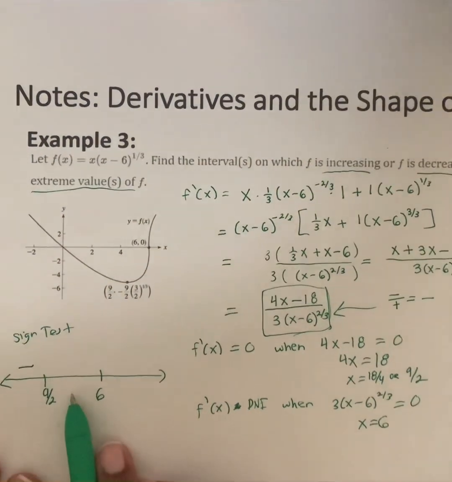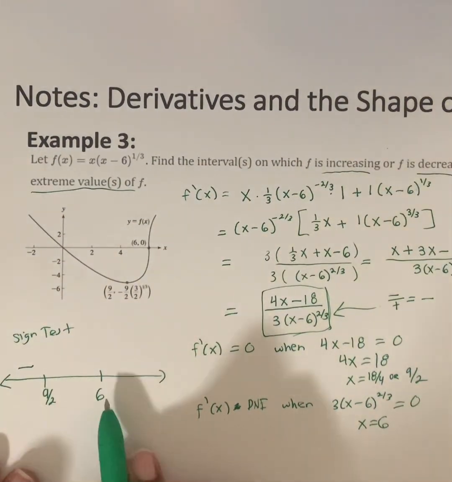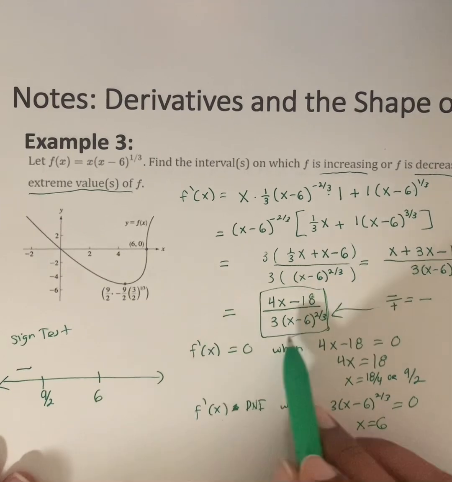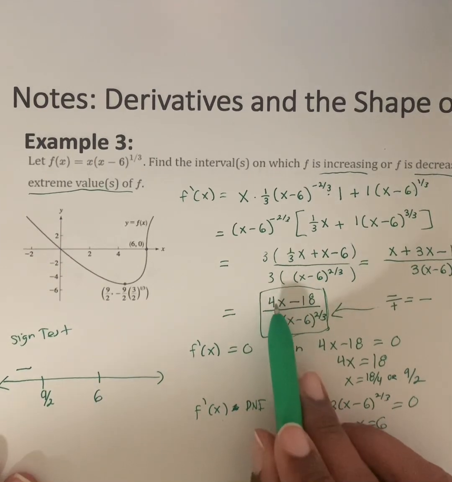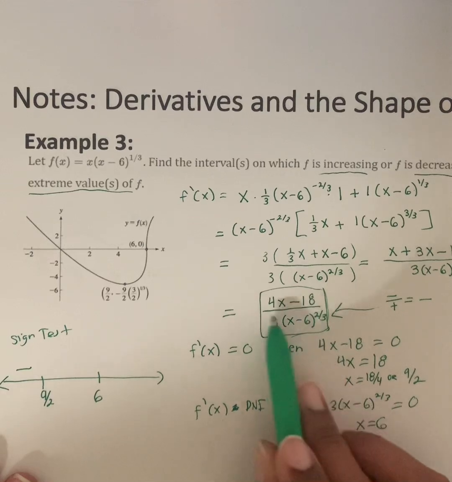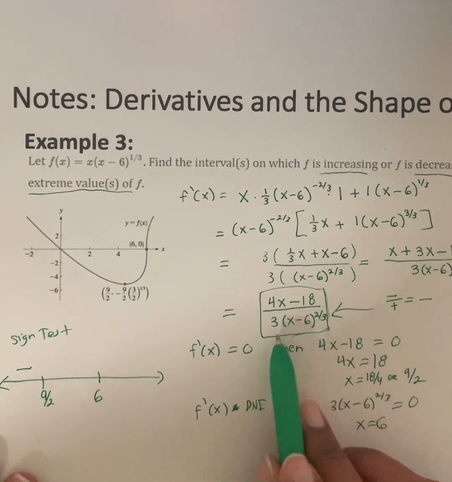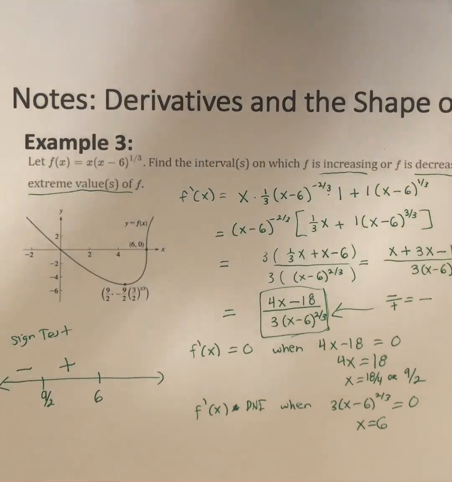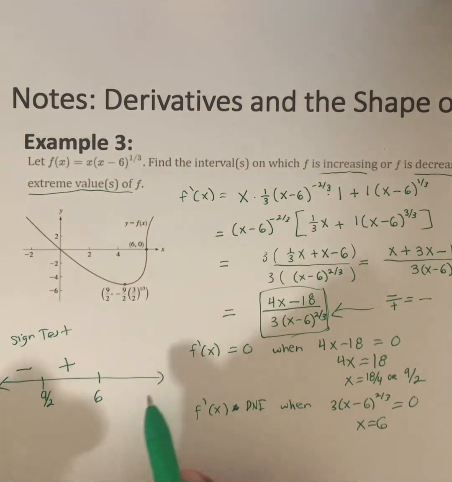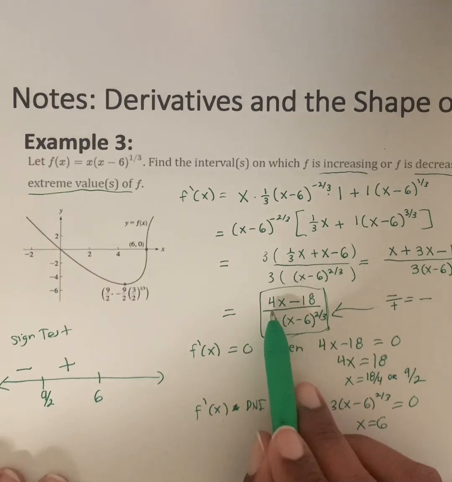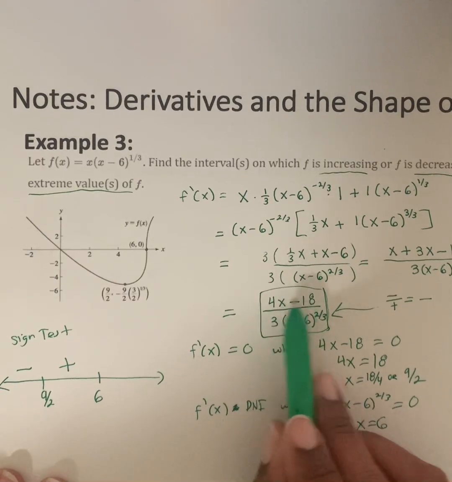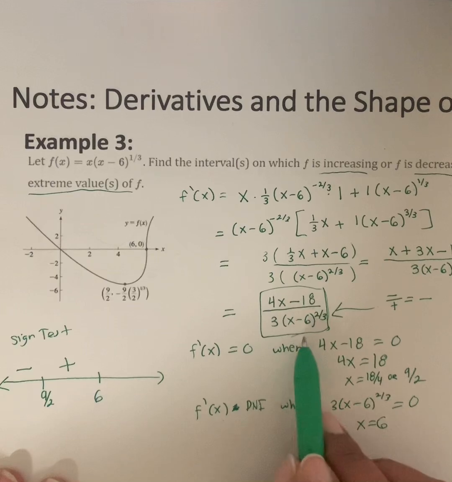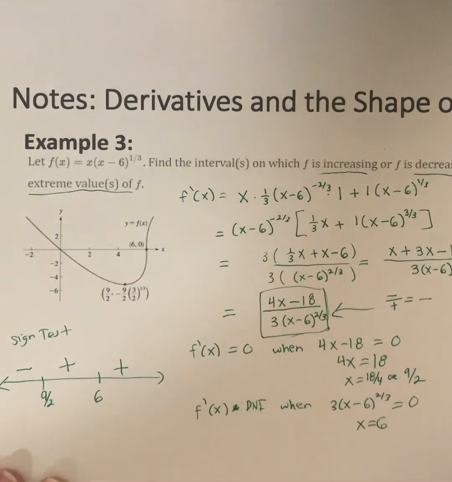Now, if I pick a number between 4.5 and 6, say 5, 4 times 5 is 20, minus 18 is a positive. We know the bottom is naturally positive, so positive divided by a positive is a positive. Now, bigger than 6, say 7. 4 times 7, 28, minus 18, positive. The bottom is positive, so positive over positive is positive.